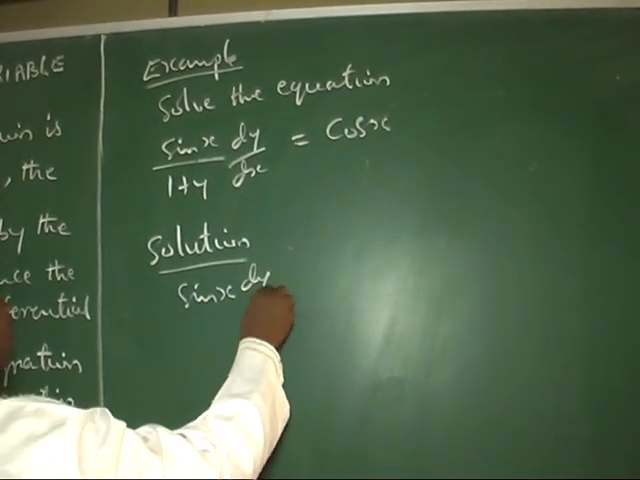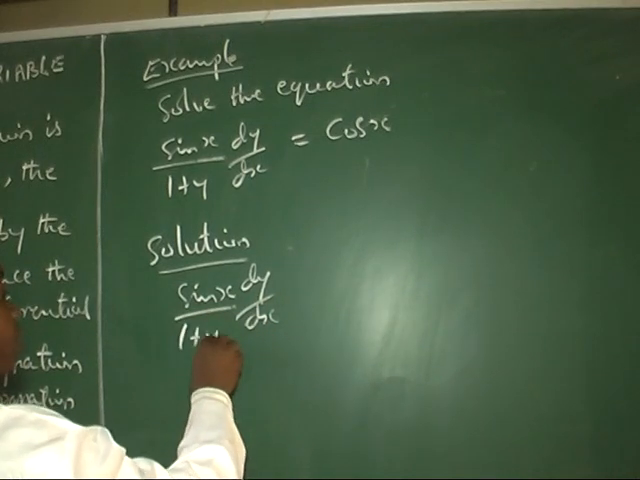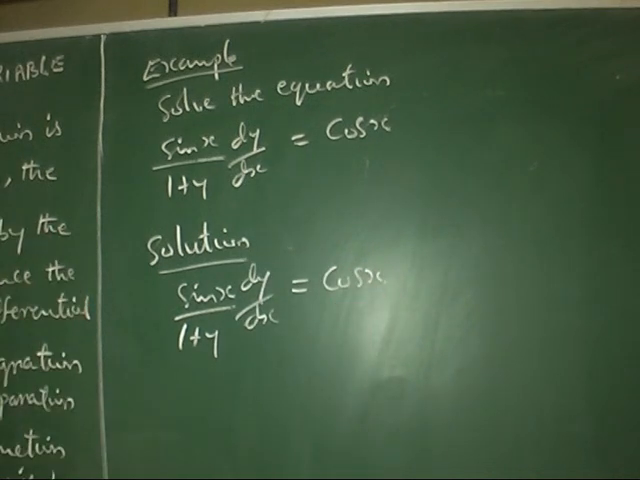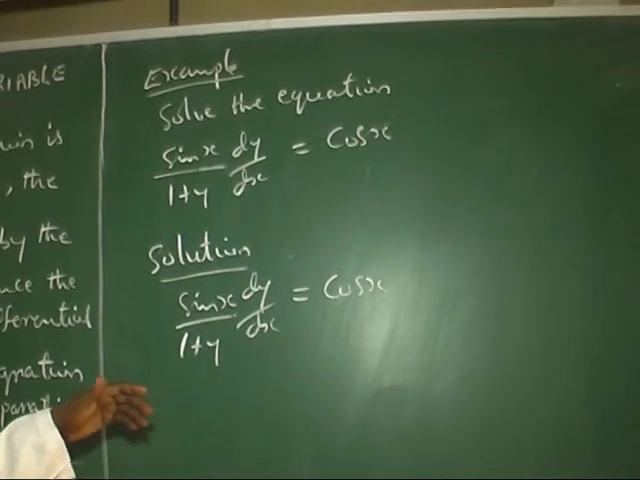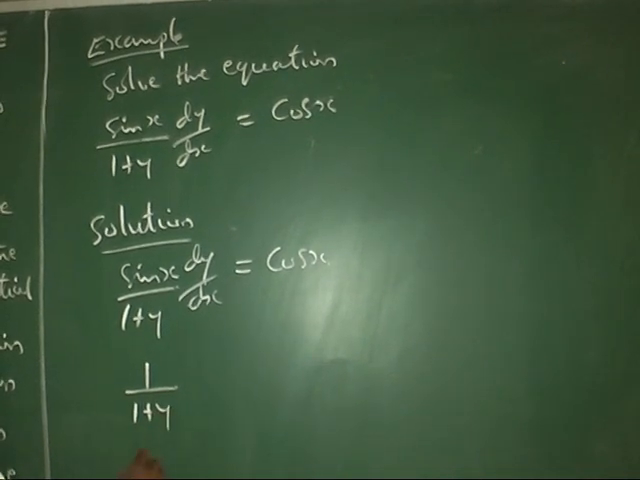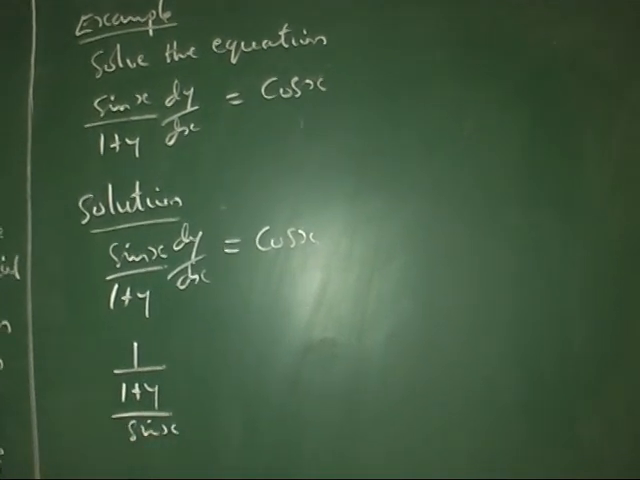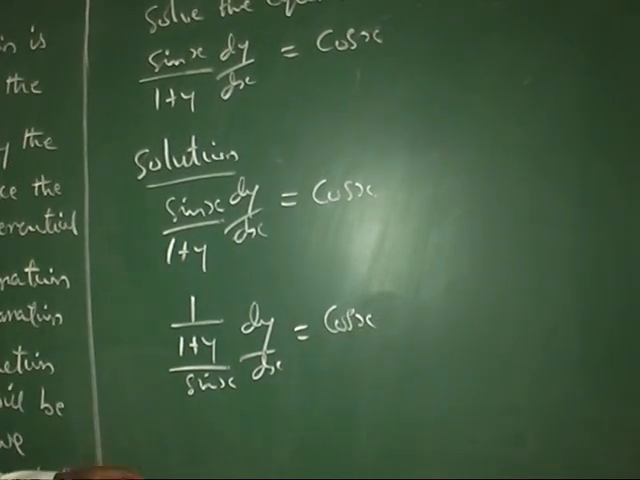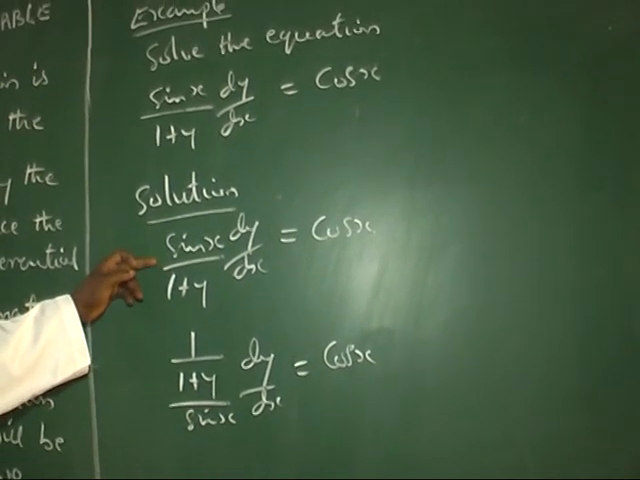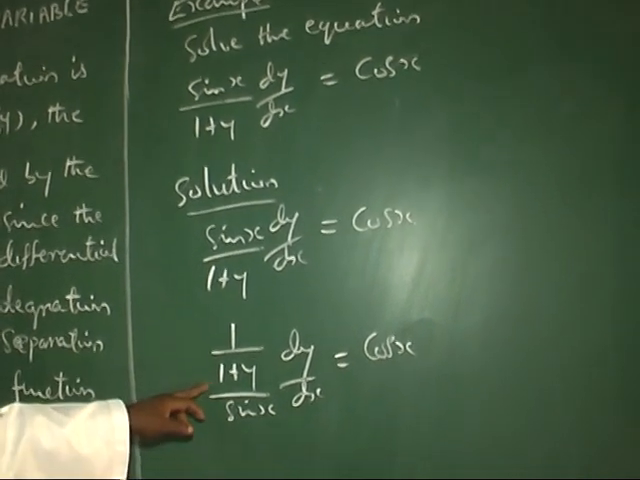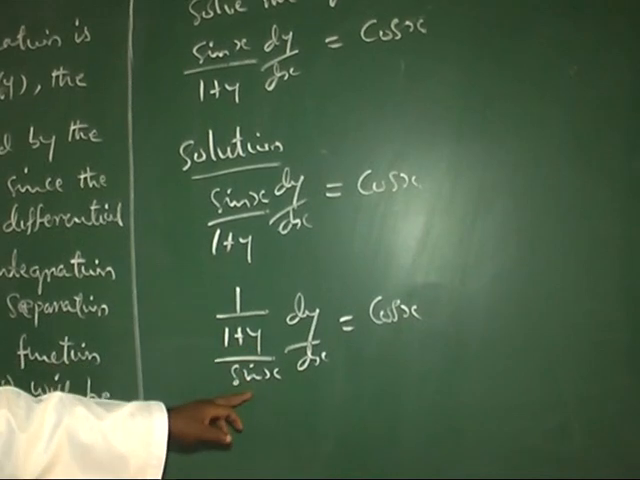Now, let's take the solution. Sin x dy/dx all over 1 plus y is equal to cos x. Now, if you look at this equation, we can write it in this form: 1 all over 1 plus y, sin x dy/dx is equal to cos x. You know that this is the same as this, because automatically what it means here is that we have 1 plus y all over sin x.